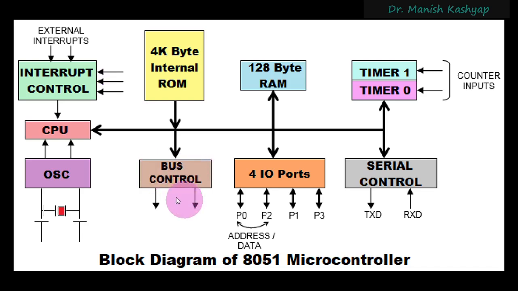Then you have this bus control block, which controls the operation of the address and data buses. Then you have four input output ports, P0, P1, P2, and P3, right? Out of which P0 and P2 are used for address/data buses. P0 is used for both address and data bus because the address bus is of 16 bits, so the lower order byte is used with P0, and the data bus is of 8 bits, so the data bus is completely used with P0. However, with P2 you have only the higher order address byte and the content of P2 itself. So on P0, three things are multiplexed.